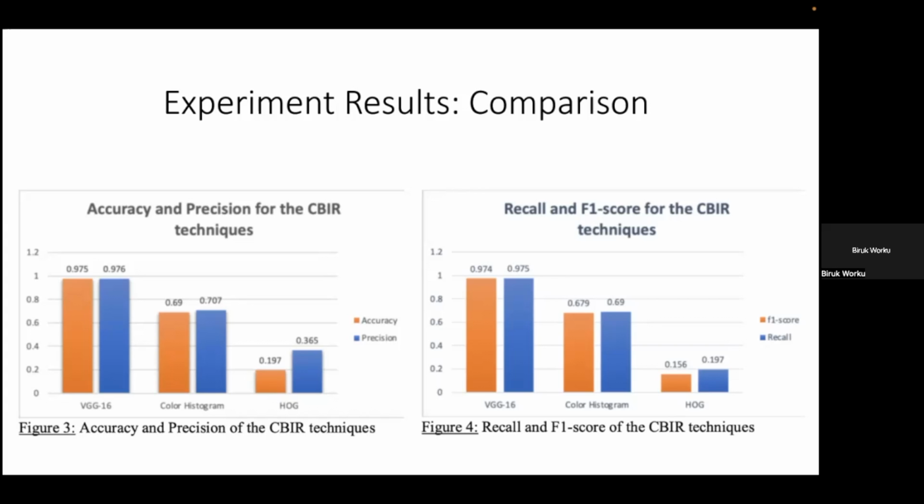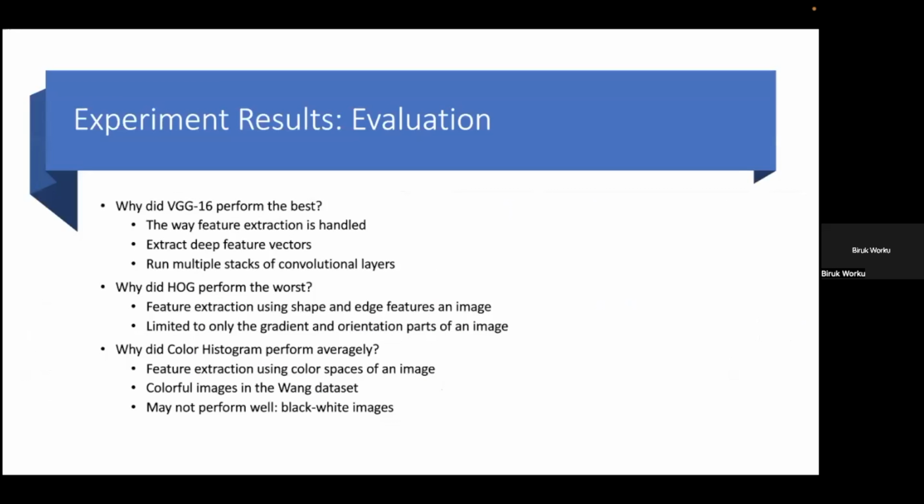Figure 4 presents the recall and F1 score of the 3 CBIR techniques. As can be seen, VGG16 produced the best score for both recall and F1 score, whereas HOG for both recall and F1 score is the lowest. Next, I will present an evaluation of the experiment results.